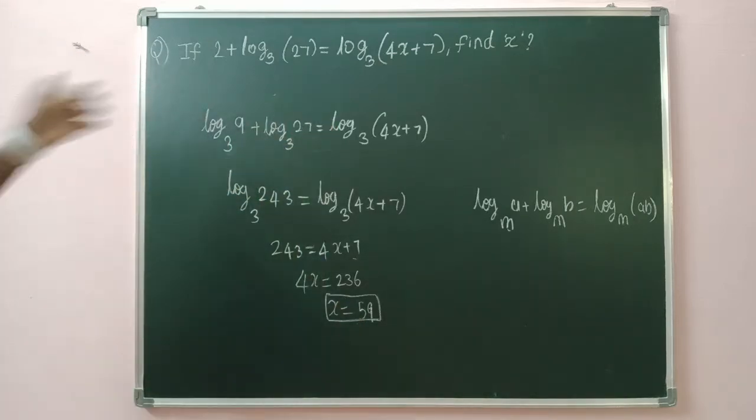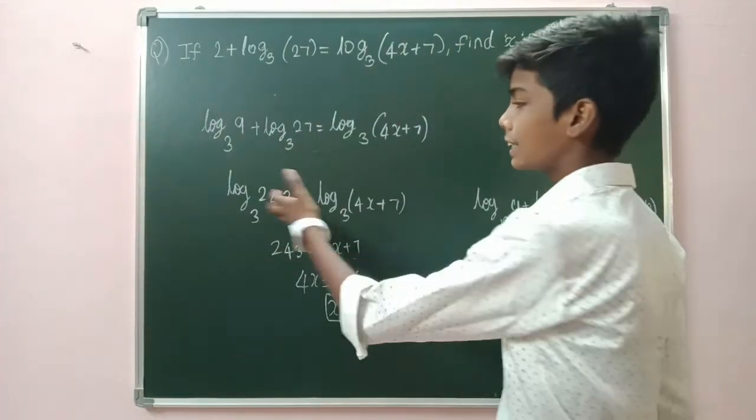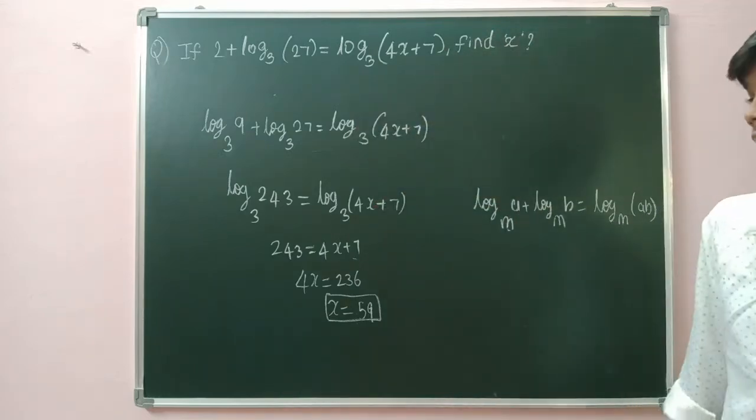So what I did is just I converted this 2 in terms of log, then I used a property and just equated these two logs, and finally I got the value of x as 59, and that's all.